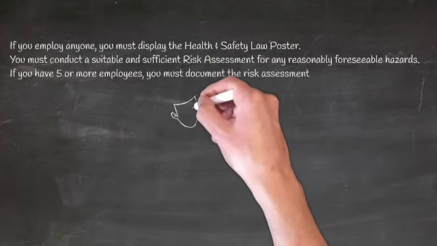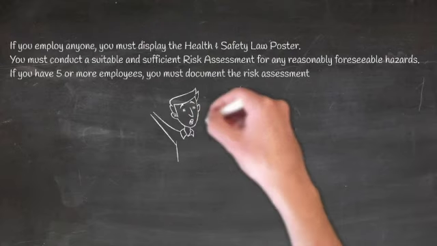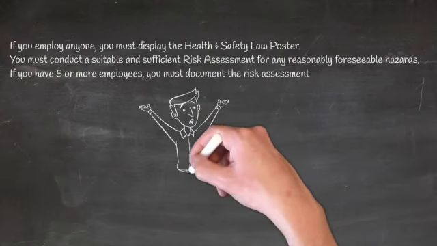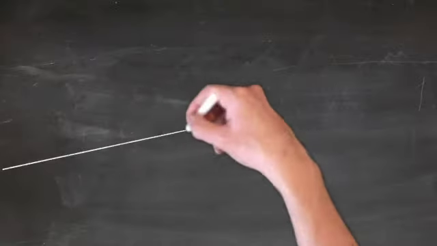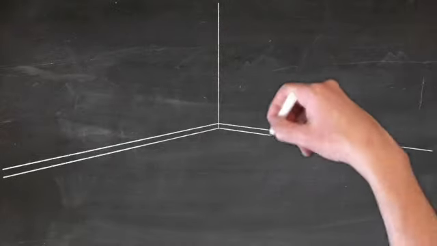You must conduct a suitable risk assessment. And if you have five or more employees, you must document this risk assessment. Your next step, hazard identification. But what hazards? Perhaps you work in an office.